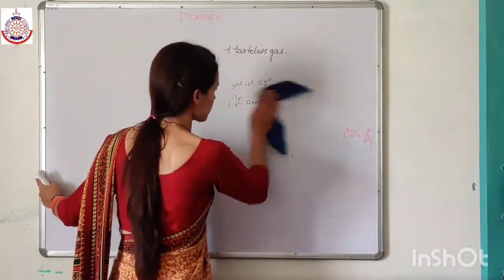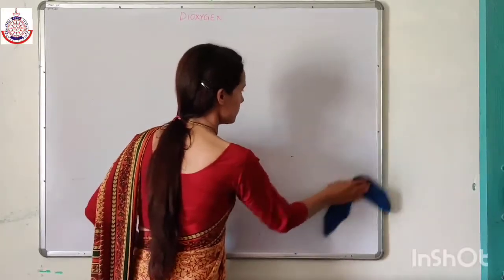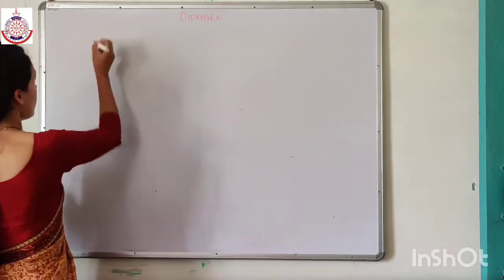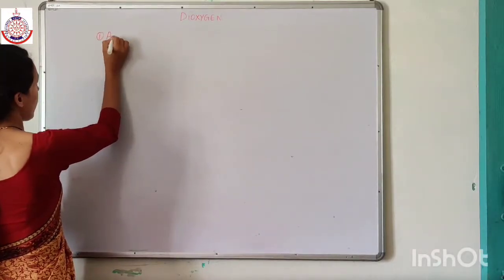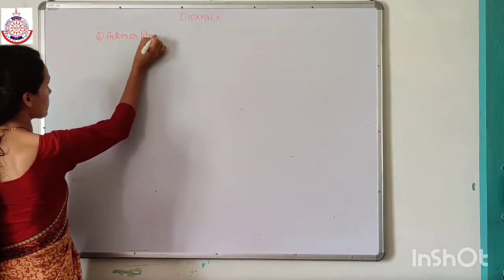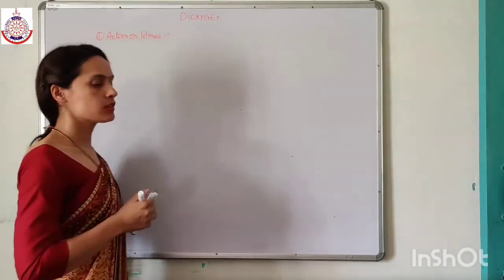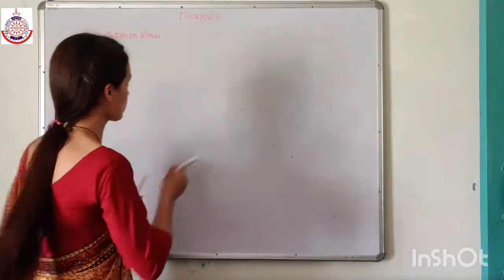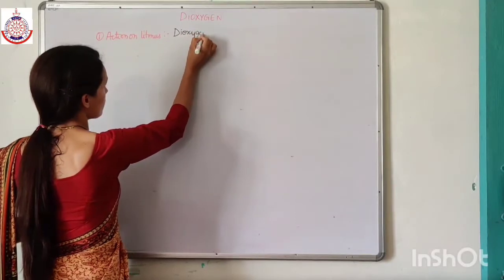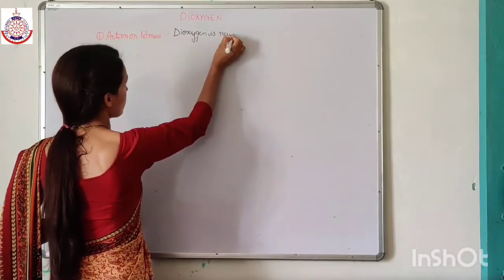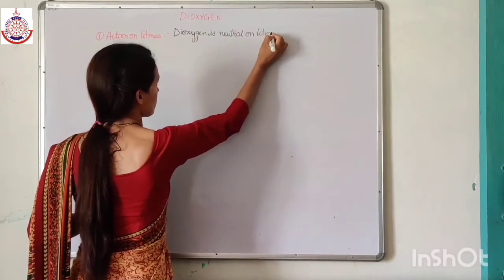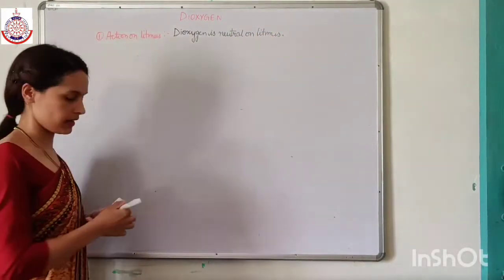The very first chemical property of dioxygen is action on litmus. Dioxygen is neutral on litmus. So it is neither acidic nor basic.